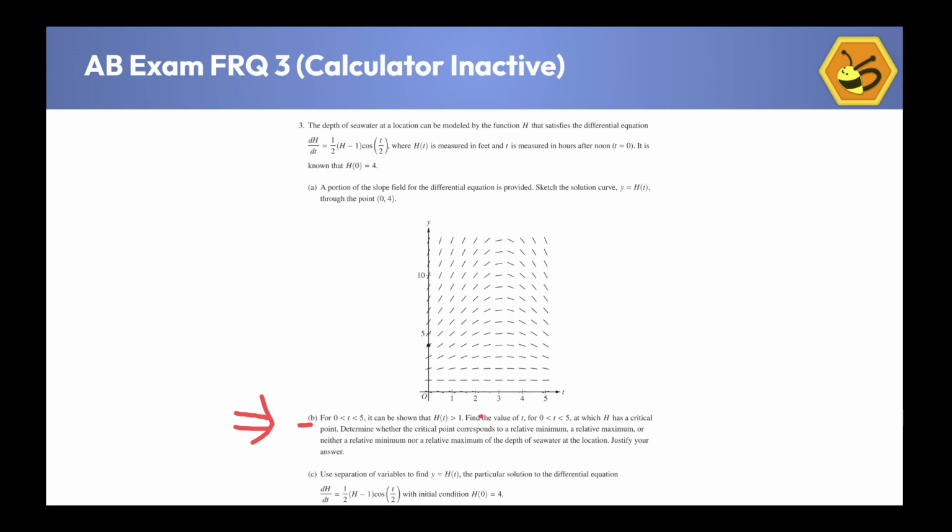So basically, we have 3 parts. First part, we need to find the value of t at which h has a critical point. Secondly, we need to determine what the critical point corresponds to. And thirdly, we need to justify our answer. So we have 3 parts.